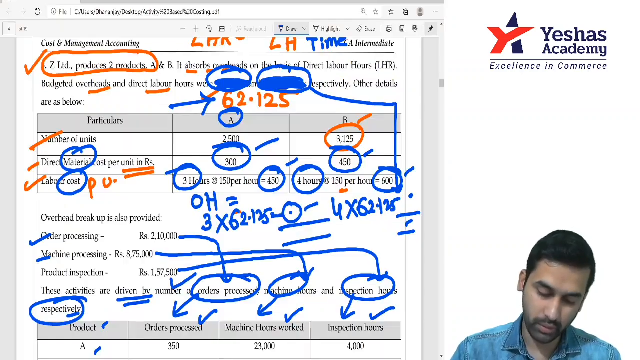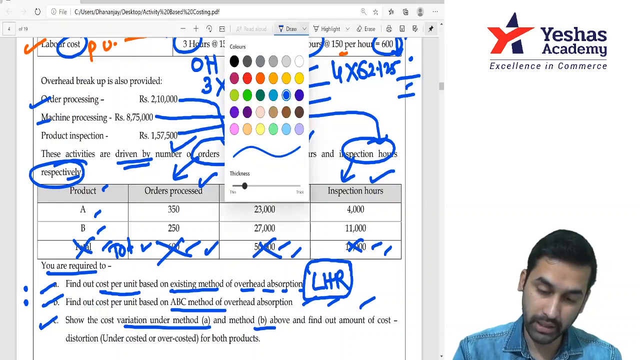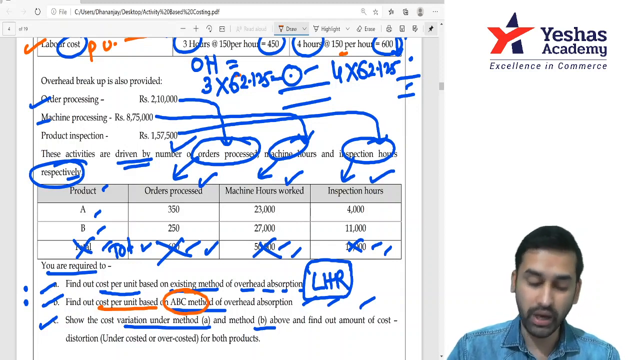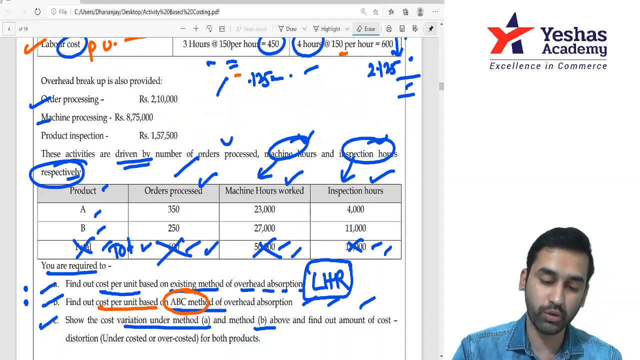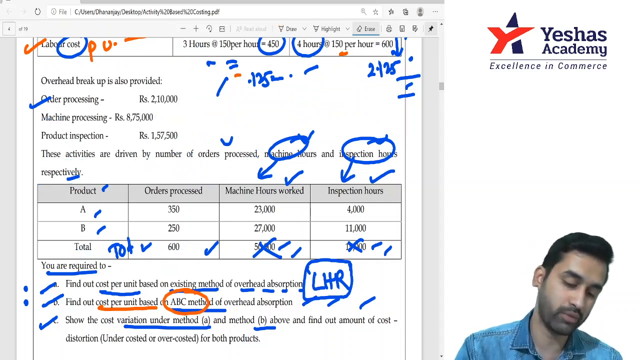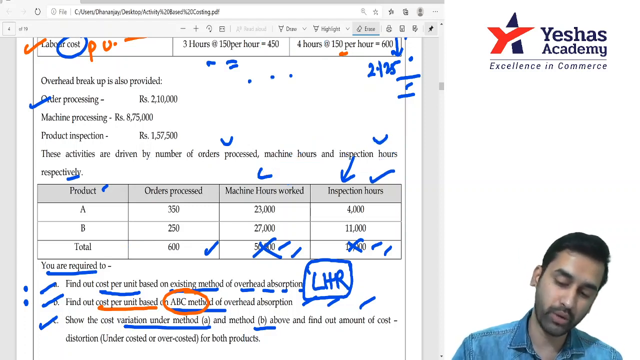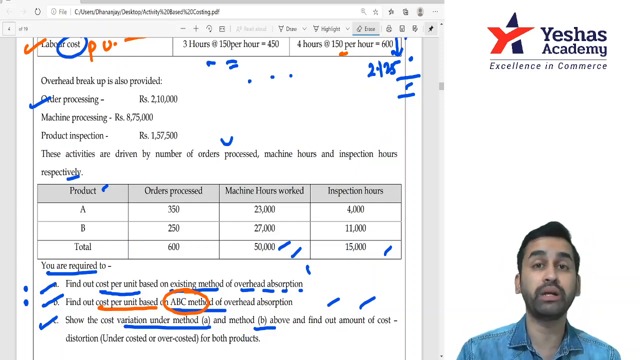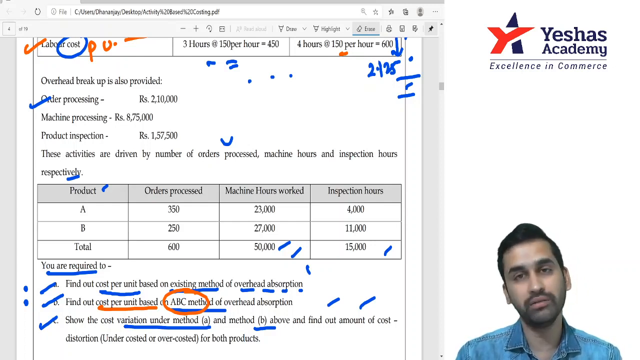Let's see what sub question 2 is. Here I am marking in red now. Find out cost per unit using ABC. Now under activity based costing, I cannot use that 62.125 straight away, correct? What I have to do? Sir, you need to identify how many activities we have, then identify the cost driver, then find the cost per cost driver, or ABC rate, or cost driver rate. And then you will calculate for A and B separately.